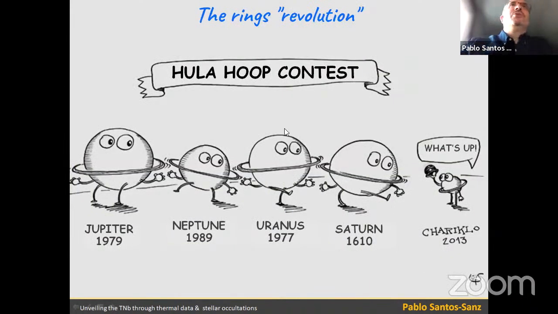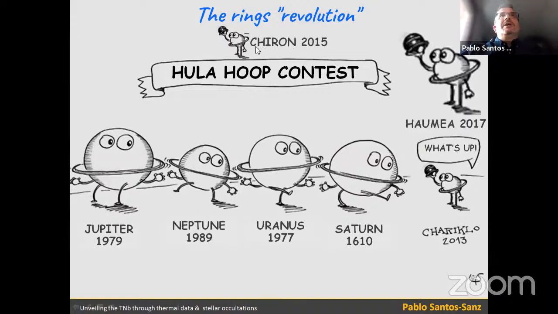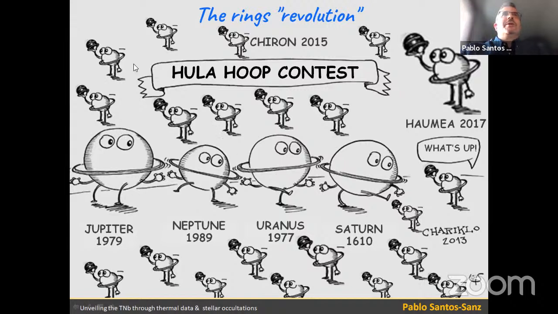Well, this is what I like to call the ring revolution. We know that all the giant planets have rings: Jupiter, Neptune, Uranus, Saturn. Then in 2013, we discovered the ring around Chariclo, these 2 rings. In 2015, I forgot to say, we also suspected that Chiron, that is another centaur, also has rings. 2017, around Haumea. And well, what I predict in the next years is that we will discover more and more objects with rings around.